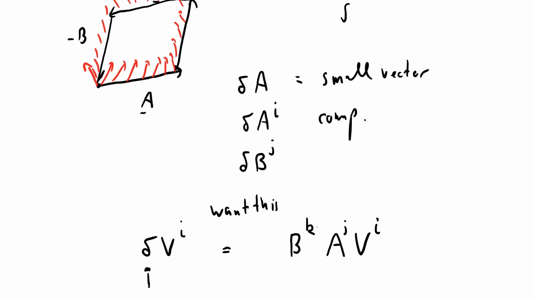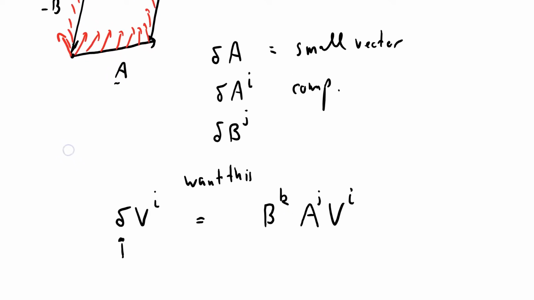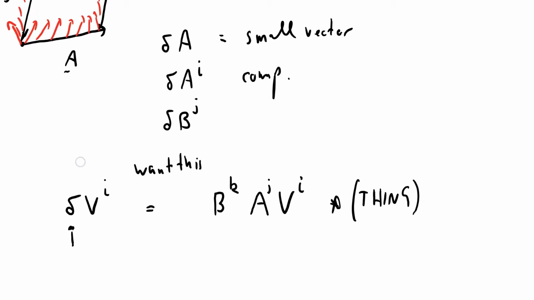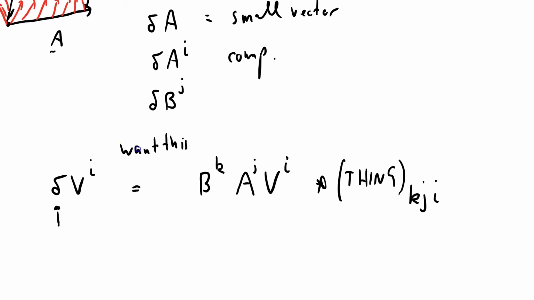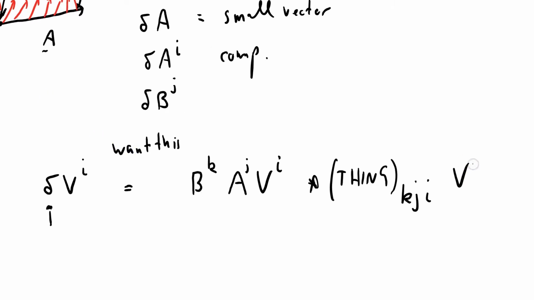I'm writing this all backwards. Times something. And that thing will be contracted on K and J and I. Different people write it in different ways. It's enough to drive me crazy. Let me just say this, and it's going to be times a vector V, which is IJKL, and it's going to be this thing. No, that thing is.